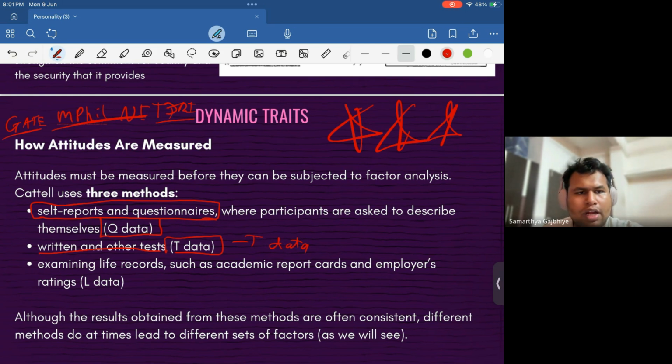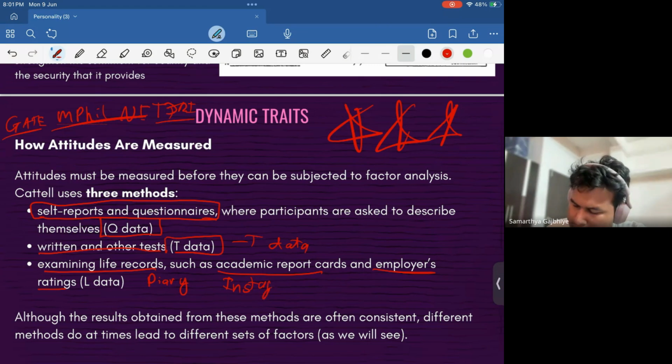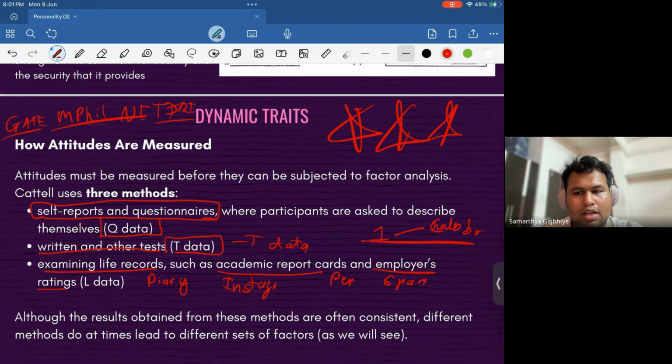Different tests if you are giving, and you are not writing what you think of yourself. It's not a self-report questionnaire. It's a test, a proper test. Solve this, do that. That is T data. Examining life records such as academic report cards, employers' ratings, your personal diary, your Instagram stories, your archive, your personal account, your spam account, your one account which you used to follow celebrities but nobody knows about. So all of these accounts, if we see what you like, what you dislike, that is known as L data. Okay. Is this clear to everyone?